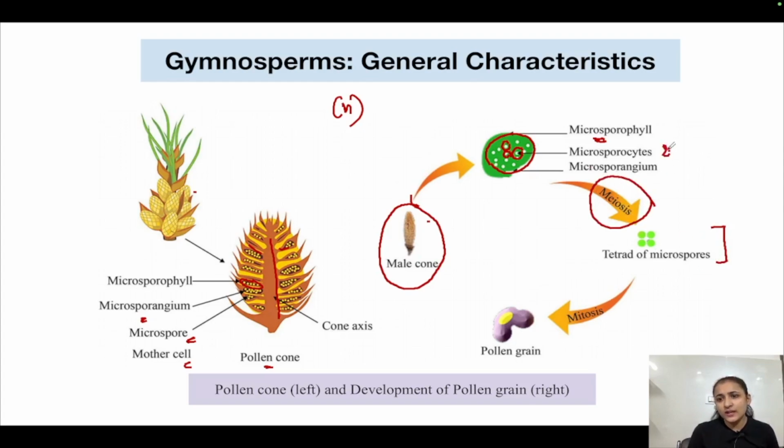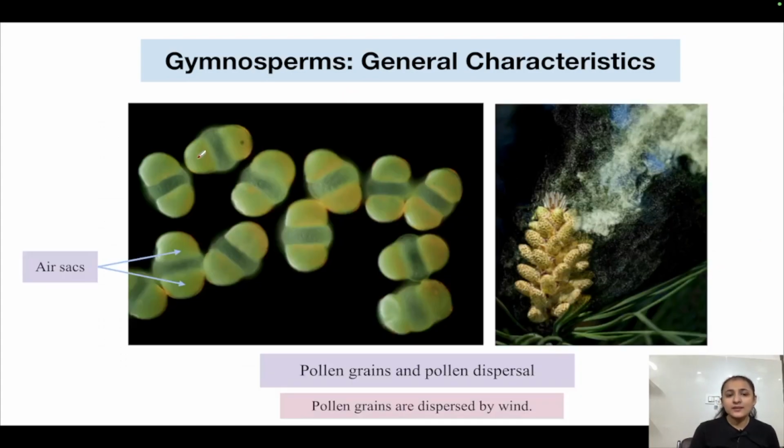Now microsporocyte was diploid, microspores are haploid. Each of these microspores can develop into a mature pollen grain. Microspores develop into pollen grains via mitosis. So this is the pollen cone on the left, and this is the development of pollen grain that we saw on the right. All right, now let's move forward. Now as you can see in this image on the left, these are the pollen grains which are present.